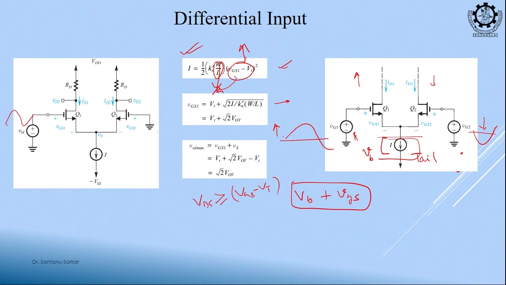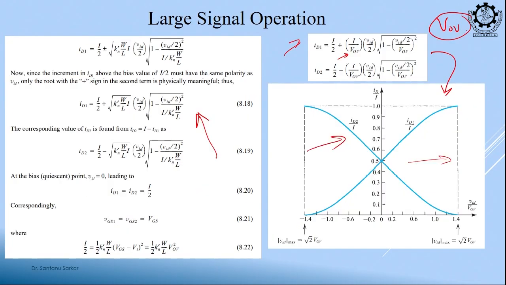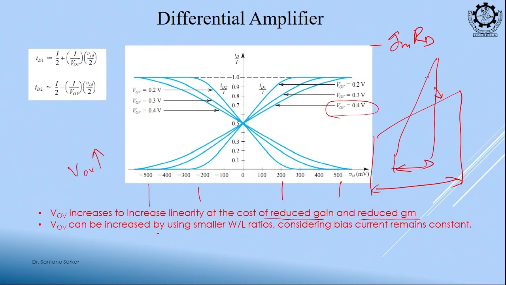So, other technology parameters you cannot change, K and dash you have no control. So, the only control you have is W and L. So, if you reduce W by L and your total current is constant, it has to increase VOV, otherwise current cannot remain constant. Okay. So, you can do that by using a smaller W by L ratio, considering bias current is constant.